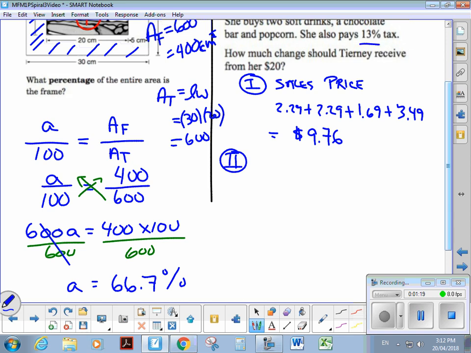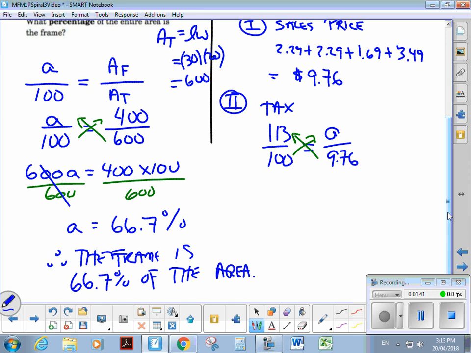All right. Step 2 is tax. So 13% tax. Again, I'm going to use the ratio method. 113%, so oops, not over 110, over 100. All right, 100% of the price was 9.76. I want to know what the final price is after taxes. So I'm going to put that 113% in using our standard algebra method here. 113 over A equals 100 over 9.76.